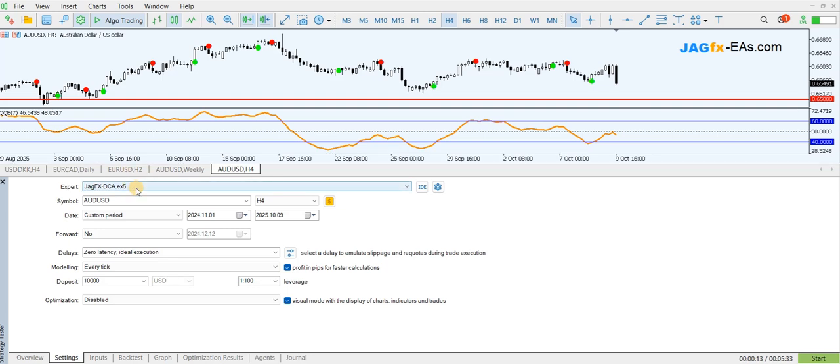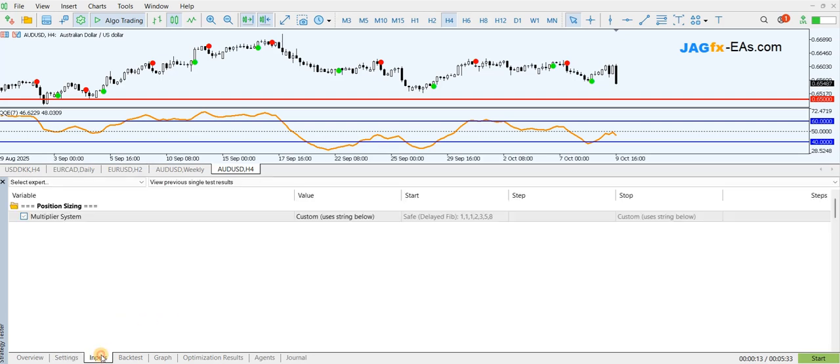This is MT5 Strategy Tester. I'm going to use the Australian USD, so the Aussie USD 4-hour chart. Going to test it from the 1st of November 2024, basically till today's date, which is the 9th of October 2025. So just over 11 months. Start balance 100,000 USD, leverage of 100 to 1.